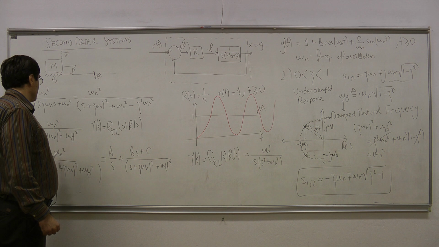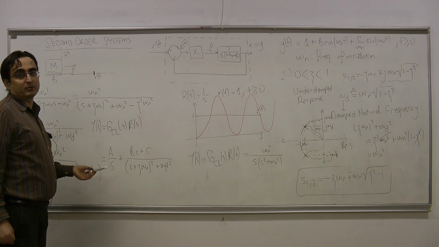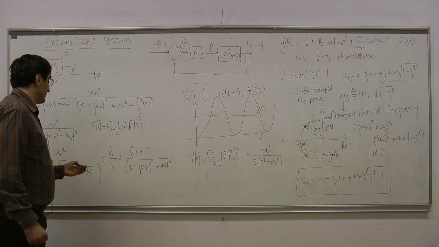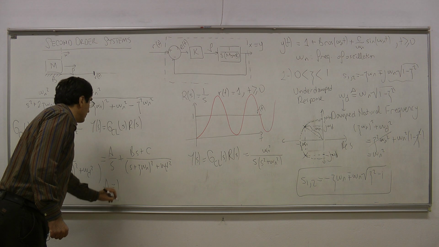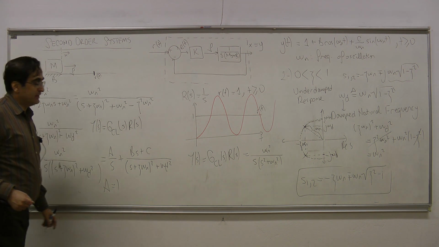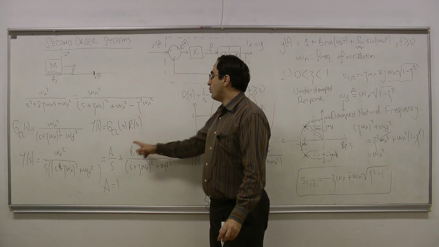So you see here, I will again spoil the surprise here, sorry. If you do these calculations, if you find this A, B, C, we are actually going to be able to do this at the end of this lecture. If you find this A, B, C, you would see that this A is going to turn out to be equal to 1.